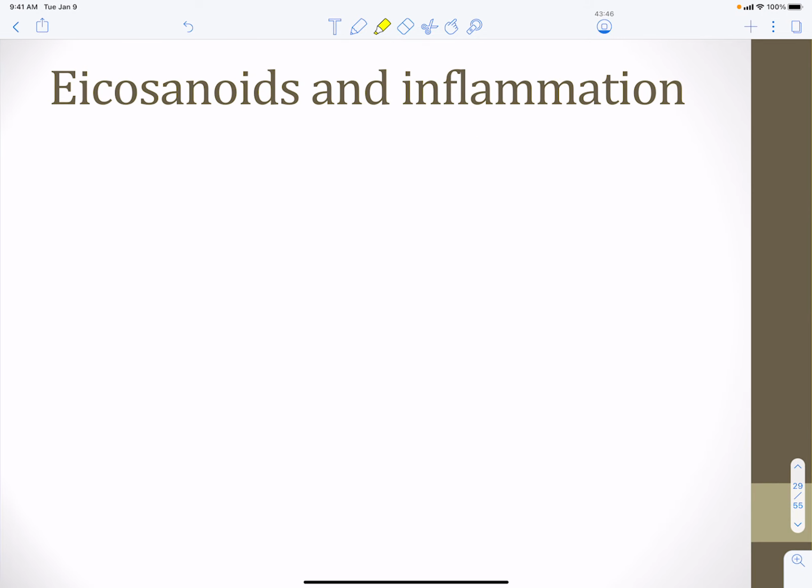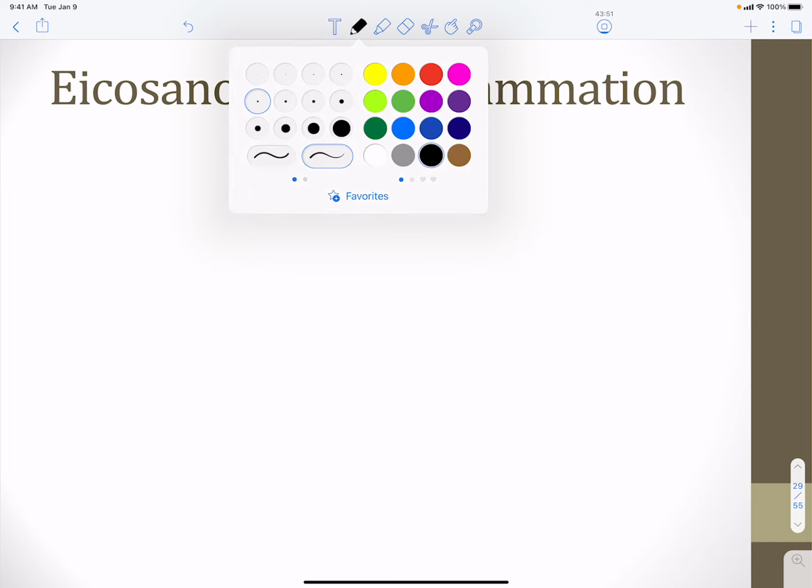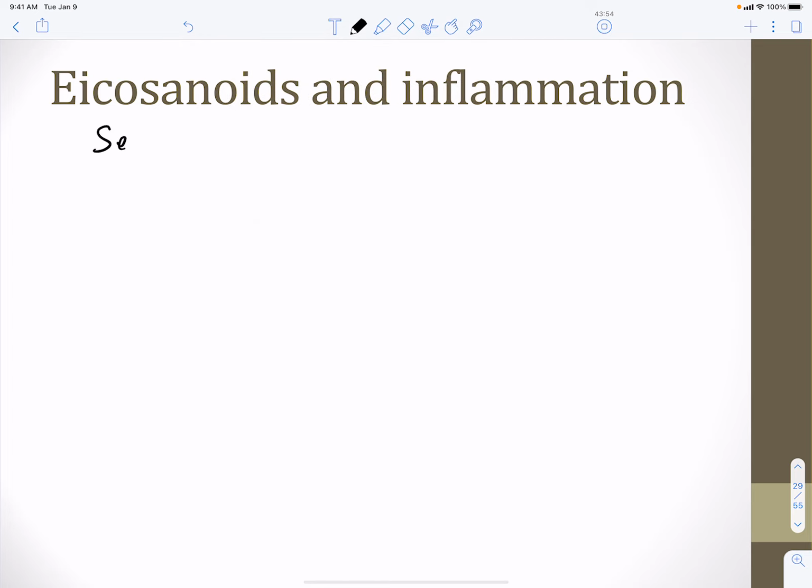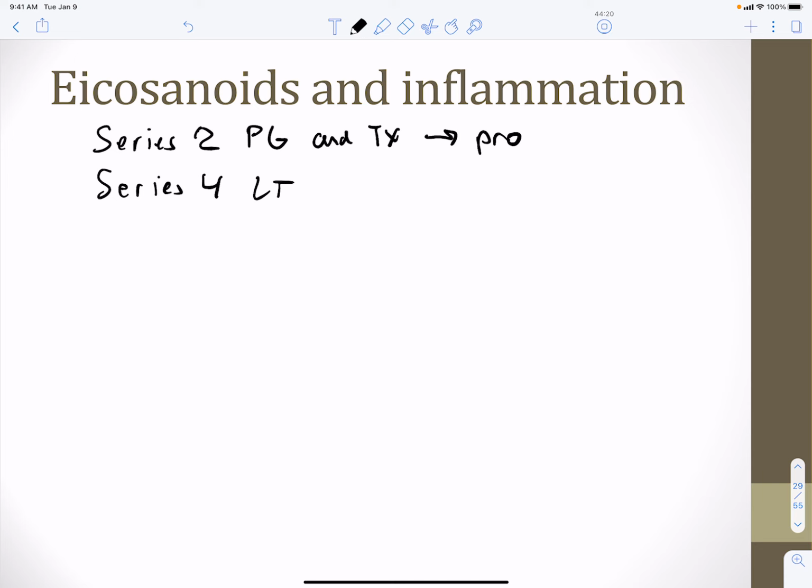So icosanoids are typically pro-inflammatory. Okay, so we have our series 2. And these are going to be our prostaglandins and our thromboxanes, and these are going to be pro-inflammatory. And then we have a series 4 leukotriene. And this is very pro-inflammatory.